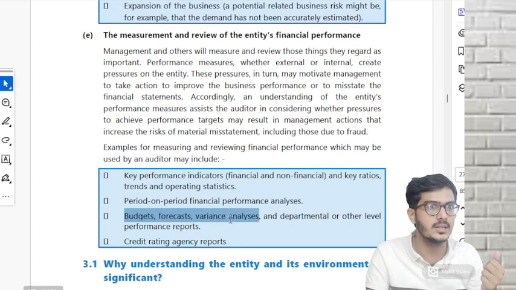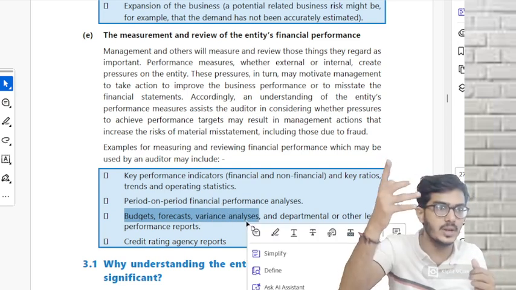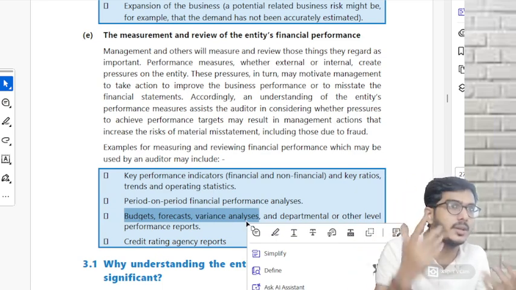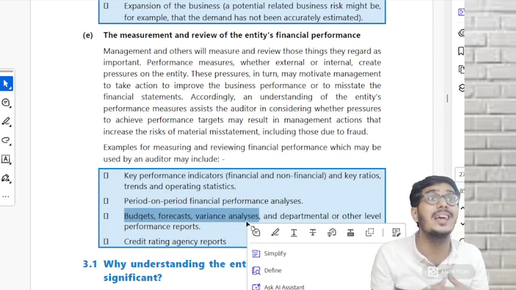Then budgets, forecast, variance analysis. What is this? For every year, the company makes budgets, the company makes forecasts. Check whether the company is able to touch the budget or forecast or not. If they are not able to touch it in any year, that means the company is not doing great.